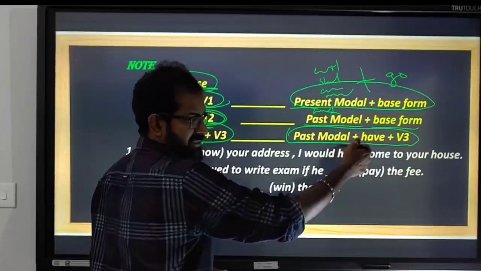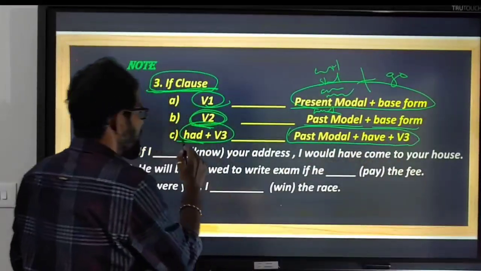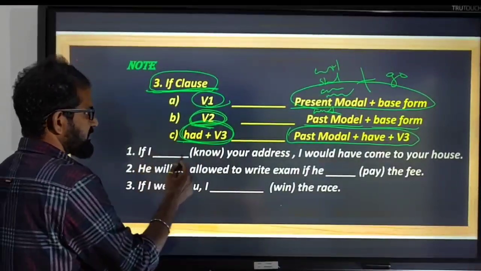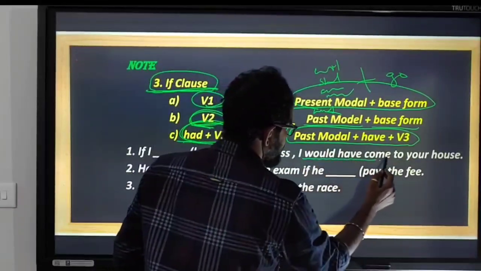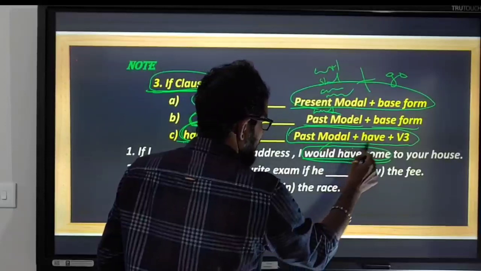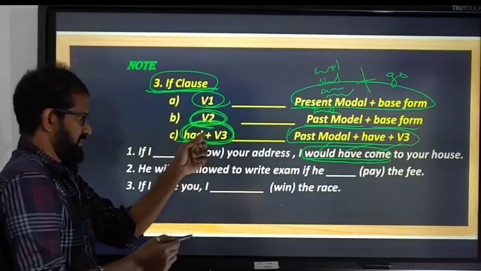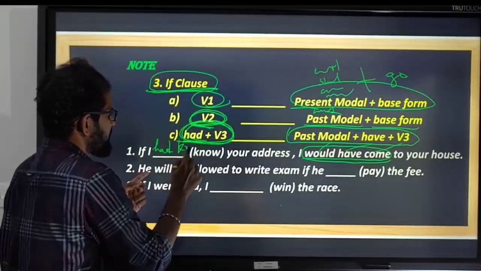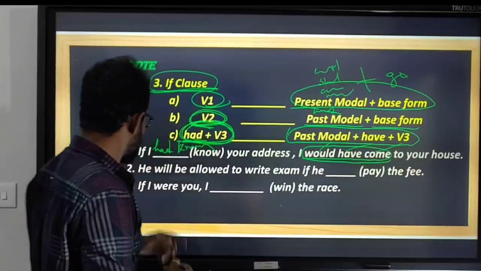Past modal would, should, could, might plus have plus V3. Past modal plus have plus V3 must be used if the clause is had plus V3. Let us look at the examples here. If I, knowing your address, I would have come to your house. Would have come. So the given is past modal and have form and V3. Then the if clause must be had plus V3. Then we need to fill the blank here. If I had known your address, I would have come to your house.